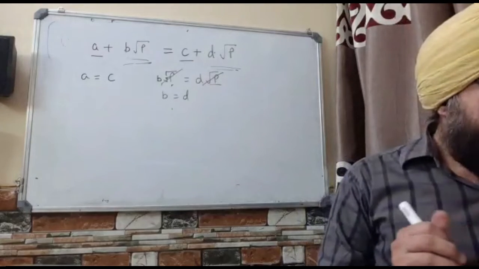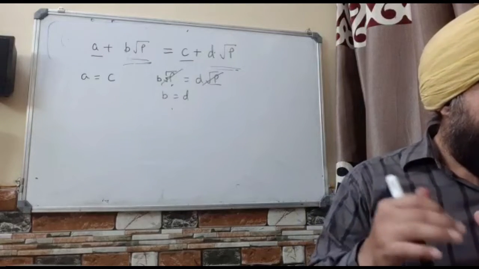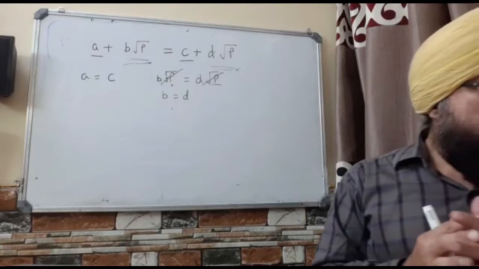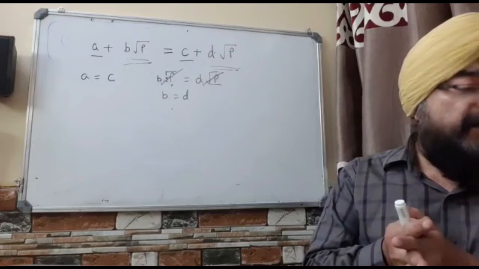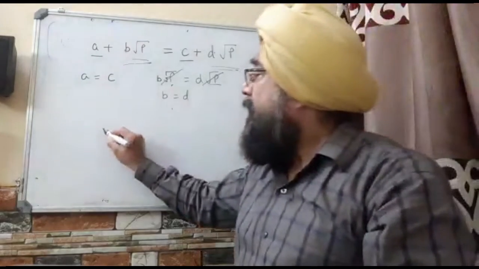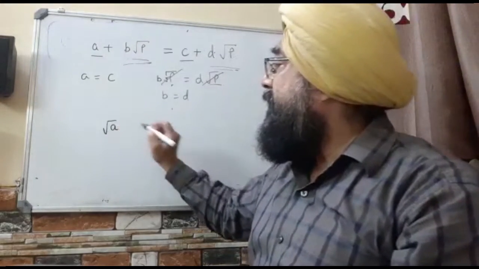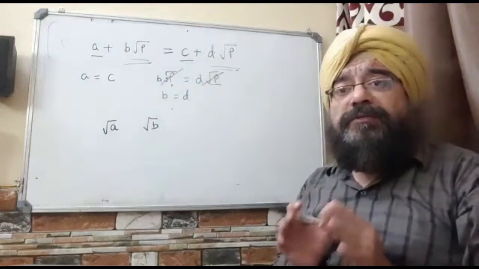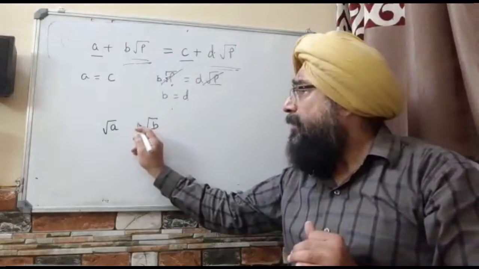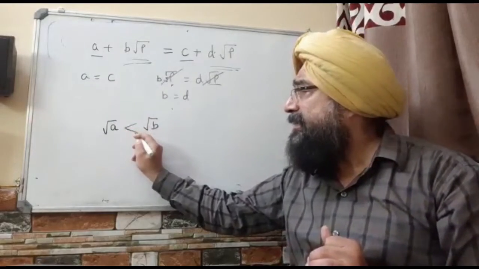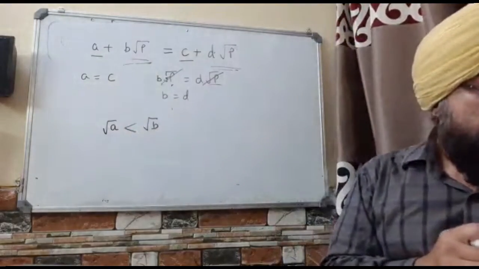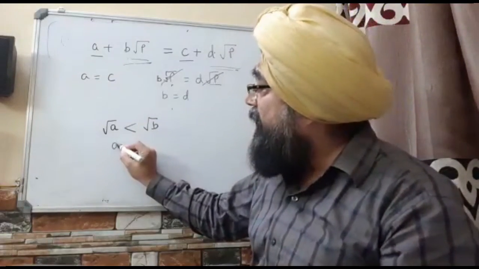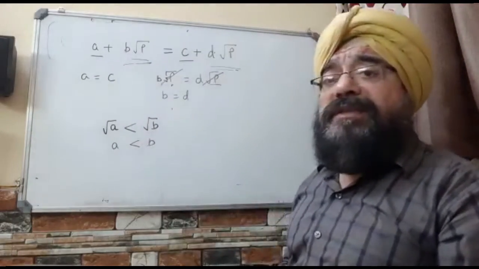Next property is that if root A and root B are positive irrational numbers and root A is less than root B, then A is less than B. That is, if root A is an irrational number and root B is also an irrational number, and root A is less than root B, then for sure A will be less than B, simply by squaring both sides.